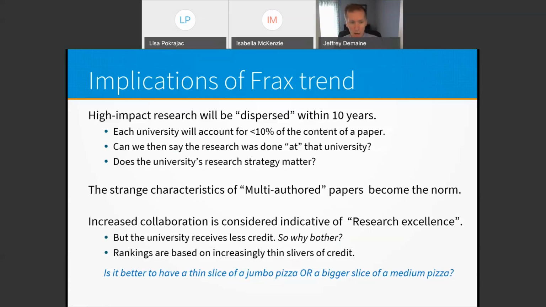So the implications of this fractionalization trend are that high impact research will be, I call it, dispersed within 10 or 12 years. Each university will account for only 10% or less of the content of a paper. So how can we then say that the research was done at that university? And does the university's research strengths matter anymore?